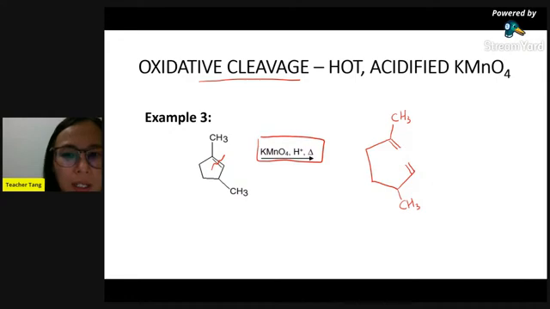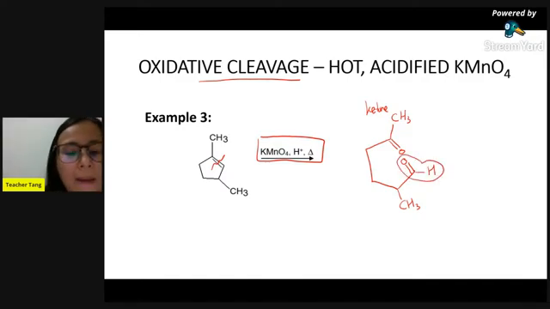So this is oxidative cleavage. After the break, they will give them oxygen. Can you see that this side is a ketone? So KMnO4 oxidizes it to a ketone, no problem. But this side has a hydrogen, which means this side is an aldehyde.